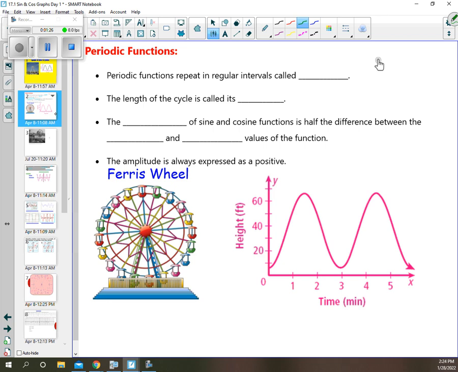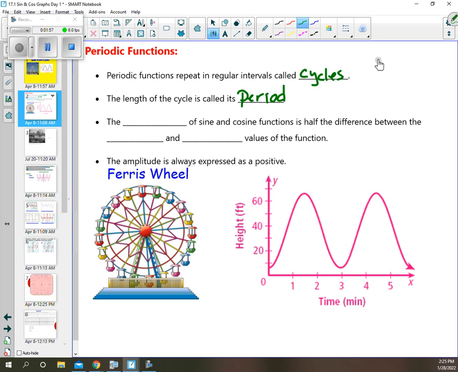Periodic functions repeat at regular intervals called cycles. So it cycles through a set of values. The length of the cycle, how long it takes to get through a complete cycle, is called its period. If you think of the Ferris wheel, that would be the time it takes to go all the way around the circle. Say it takes 5 minutes. That would be the period or the length of the cycle. That's a big part of the calculations that we're going to be making. How long does it take for sine and cosine to cycle through one set of values? So we're going to look at that today.